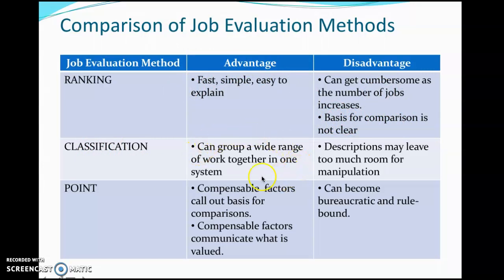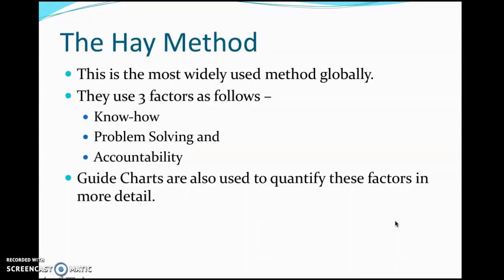Classification, we could look at lots and lots of different types of work and put them into one system by classifying them. But again, it's still subjective, and there may be some room to manipulate a little bit. The point system is when we use compensable factors as the basis for comparisons, and that clearly communicates what is being valued. And then, of course, it can become a bit bureaucratic and rule-bound.